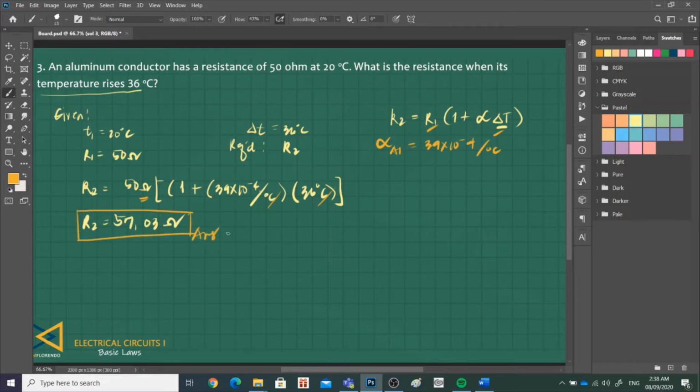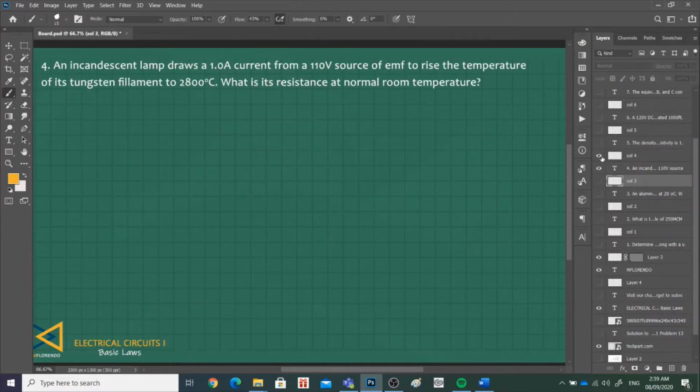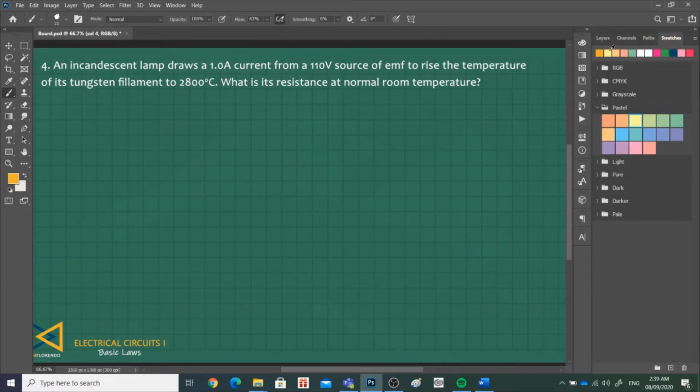Okay, next problem tayo. Number 3, tapos 4 na tayo. Okay, so number 4: an incandescent lamp draws a 1.0 ampere current from a 110 volt source of EMF. EMF is an electromotive force. So, same din siya ng voltage source. To rise the temperature of its tungsten filament to 2,800 degrees Celsius. What is its resistance at normal room temperature?